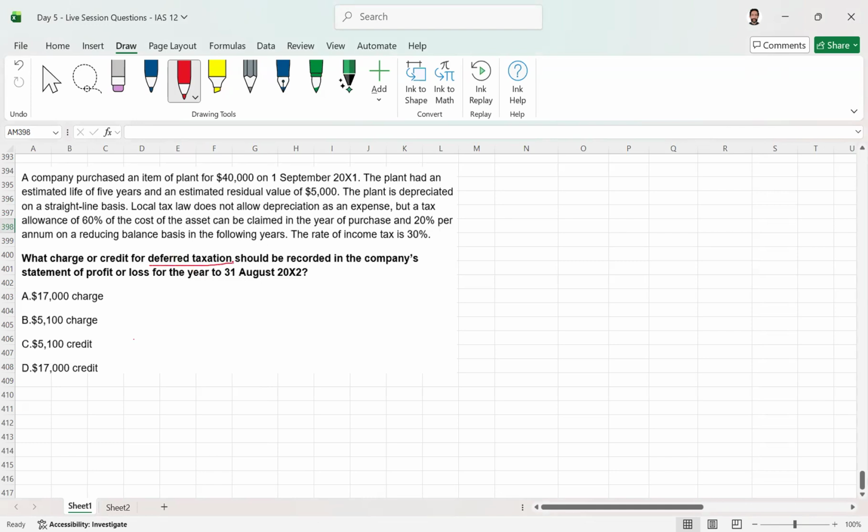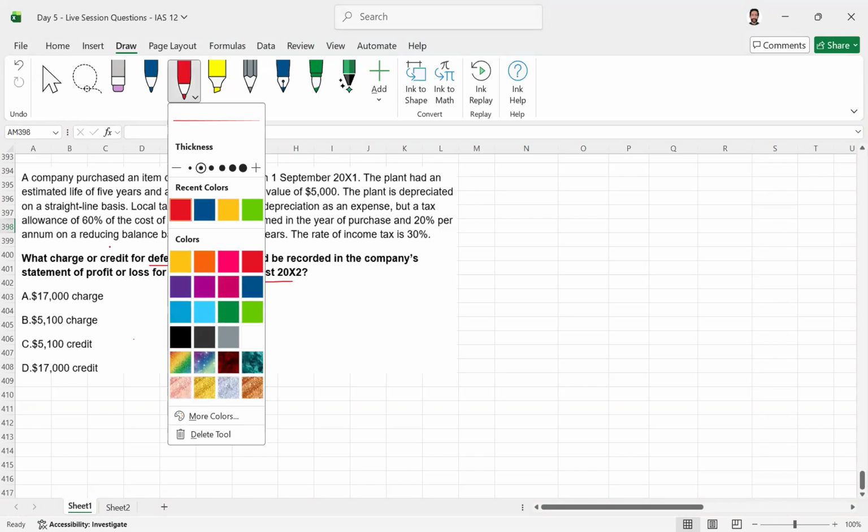So first of all, we're going to see what is a charge or a credit. What charge or credit for deferred taxation should be recorded in the company's statement of profit and loss for the year ended 31st of August 20x2. Let's see. A company purchased an item of plant for 40,000. This is the value of the plant that they have bought.